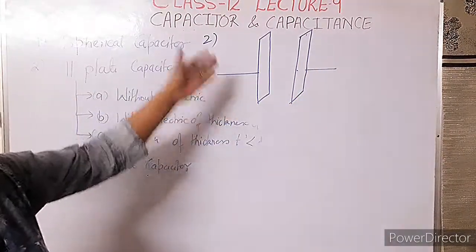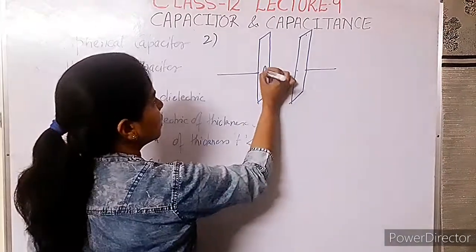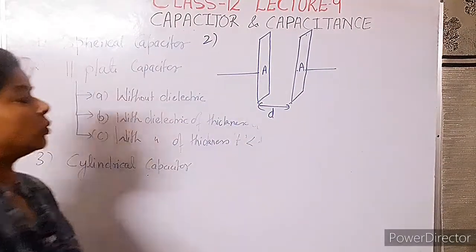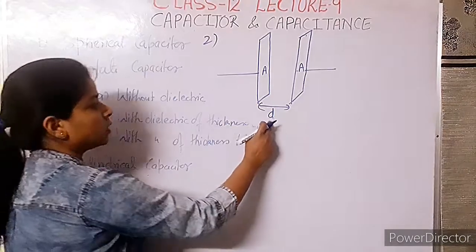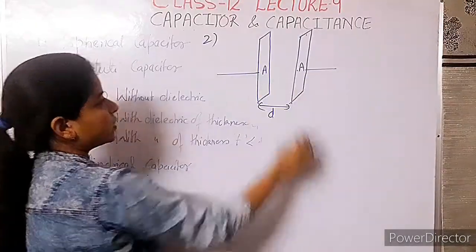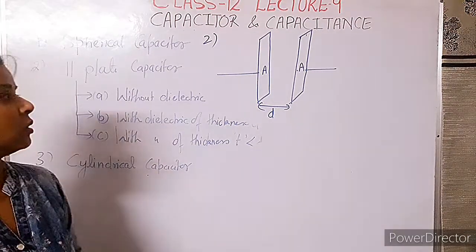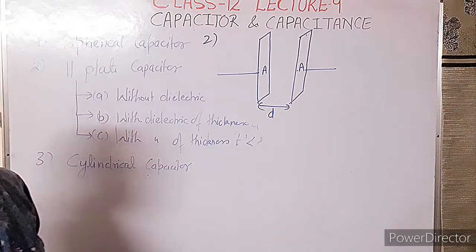From the side you can see the plate area. Okay, this is plate area A. This one is known as plate distance D. You can note down these steps. Plate distance always represented by D. Plate area represented by A, because in this terminology only you will see the numericals. So you must know these terminology.